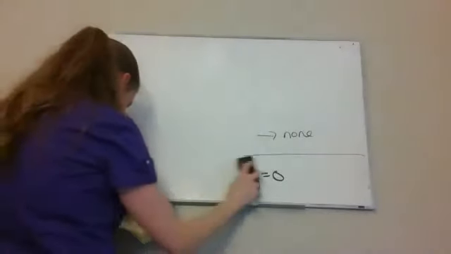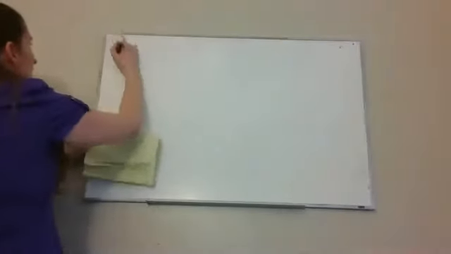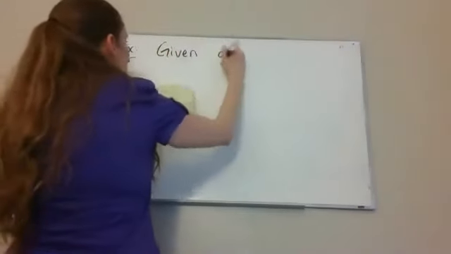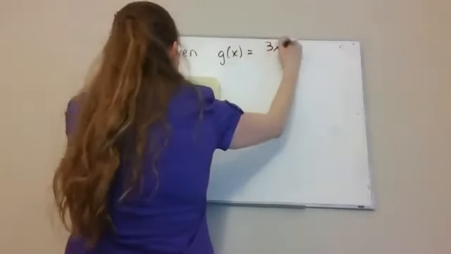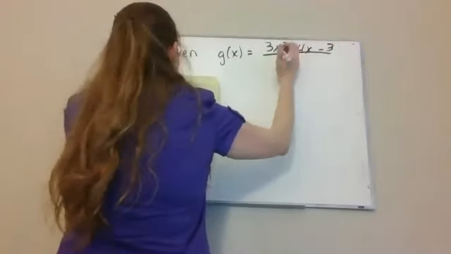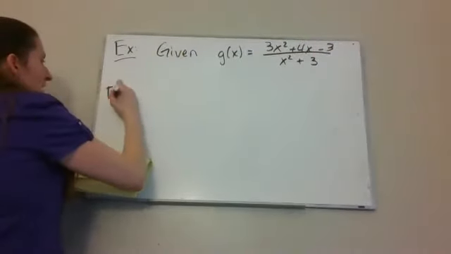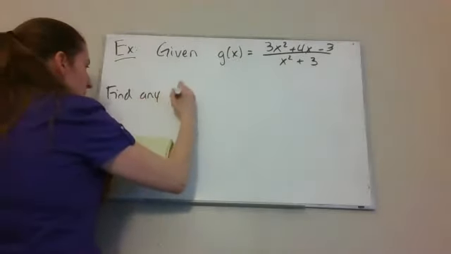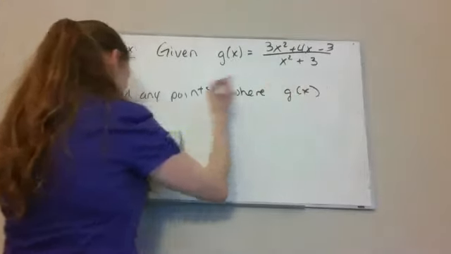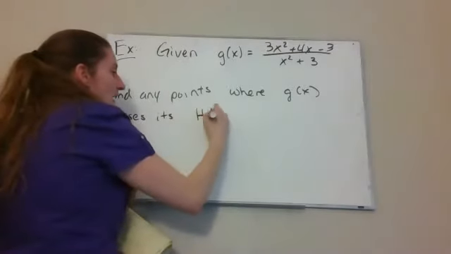Now remember, I said that it's okay for your graph to touch horizontal asymptotes. So as an example, let's look at this function, g of x, which is 3x squared plus 4x minus 3, divided by x squared plus 3. And we want to find any points where g of x crosses its horizontal asymptote.